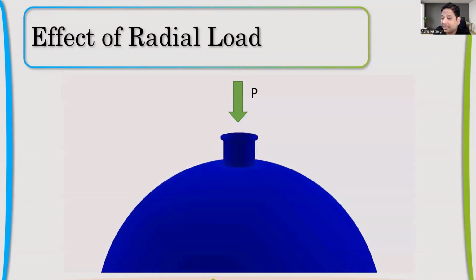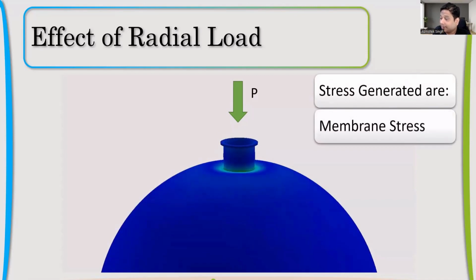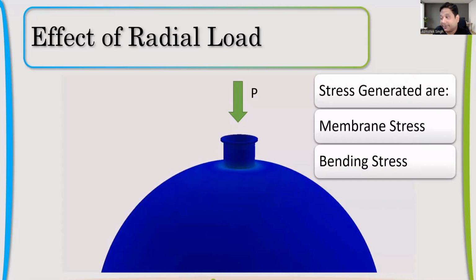That is what is illustrated in this. It will try to compress it. If we see what types of stresses are getting generated because of this load, only because of P, there will be membrane stresses and also there will be bending stresses. Both types of stresses will be generated because of this P. How to calculate, what will be the direction, we'll see. Don't worry about it.